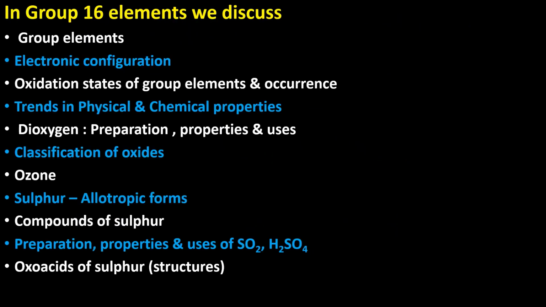In 16th group elements, we discussed the group elements, electronic configuration, oxidation states of group elements and their occurrence, trends in physical and chemical properties, dioxygen, its preparation, properties and uses, classification of oxides, ozone, sulfur and allotropic forms, compounds of sulfur, preparation, properties and uses of sulfur dioxide and sulfuric acid, and structures of oxo acids.